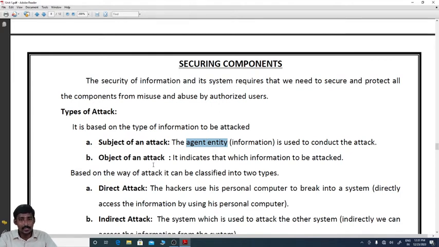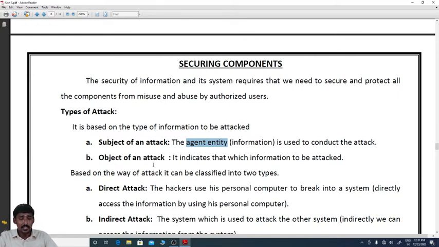Just once again, recall that. The subject of attack means that by using some information, we are trying to gather more information from that organization. The object of attack means that we are focusing on gaining particular information, but you don't have any idea about any organization of information, and you are trying to collect it. So that comes under object of attack.